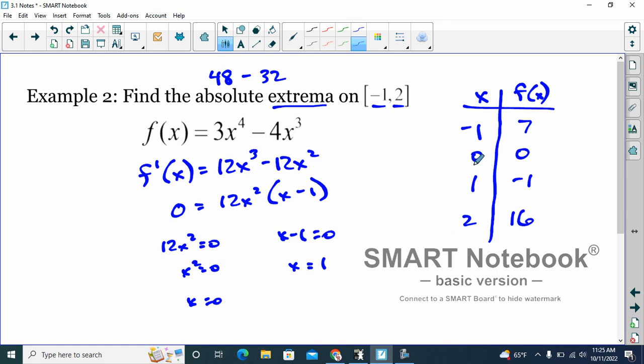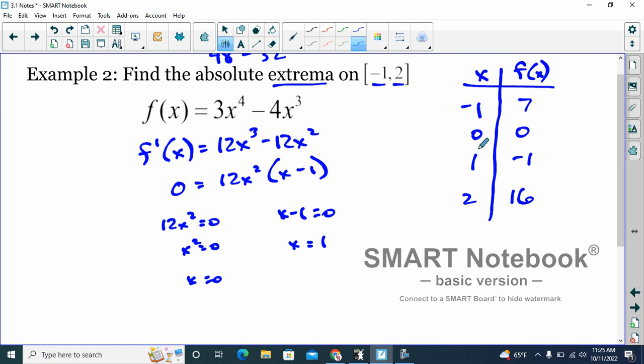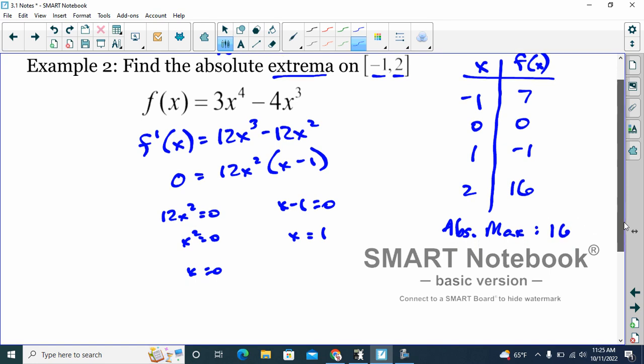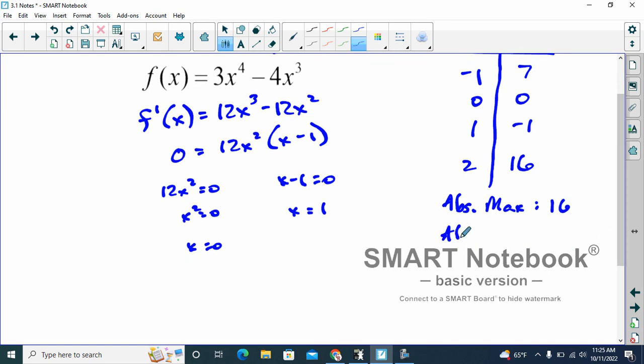These are the only possible points where I could have absolute extrema. So even though there's an infinite number of other values in between these integers, we could only have them at the endpoints or where the derivative is 0. So our absolute maximum is the highest of the y values, 16, and our absolute minimum is the lowest, which is -1.